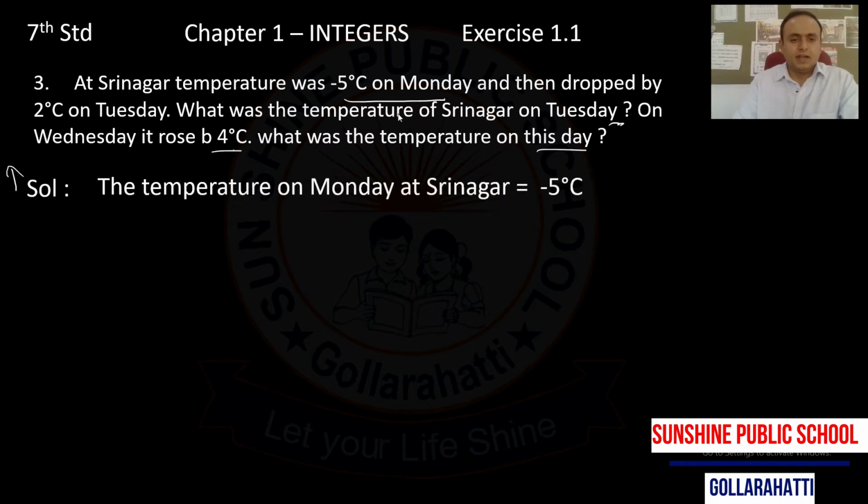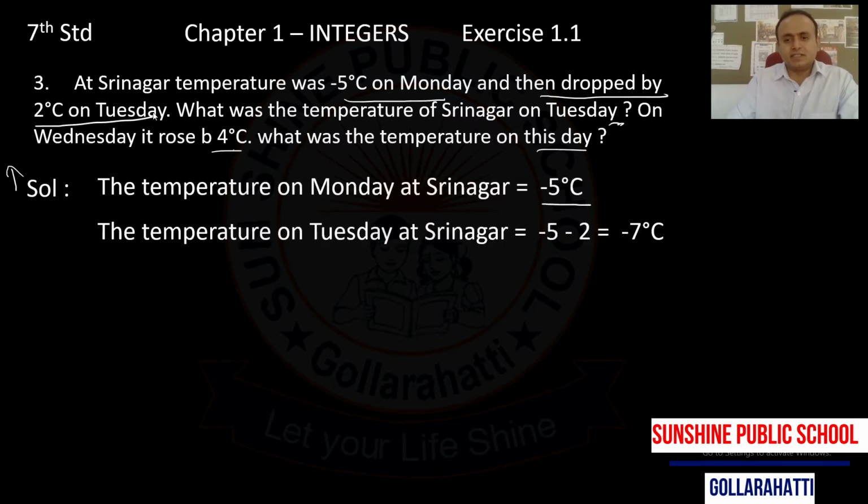Solution. The temperature on Monday at Srinagar is minus 5 degrees Celsius. They have informed that it dropped by 2 degrees Celsius on Tuesday. That means it drops by 2 degrees. Already it was minus 5, then it drops 2 degrees, so again it drops further. Minus 5 minus 2 is minus 7. Therefore the temperature on Tuesday at Srinagar was minus 7 degrees Celsius.